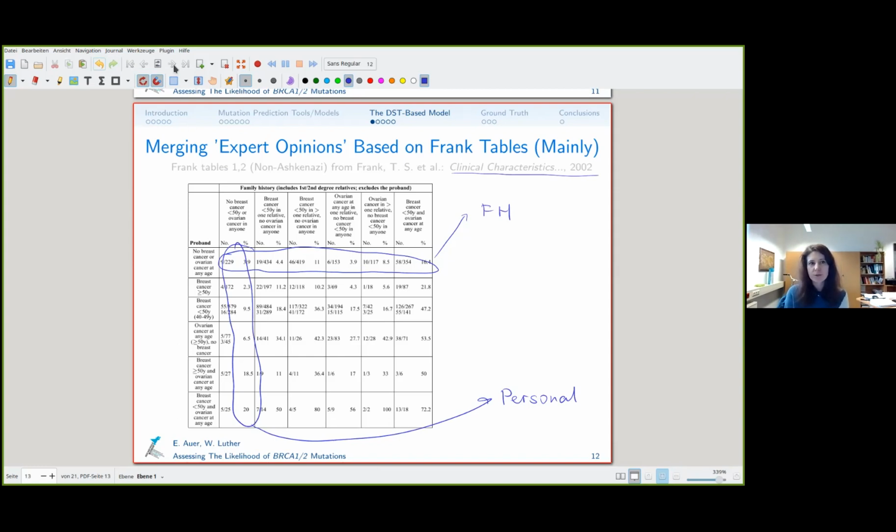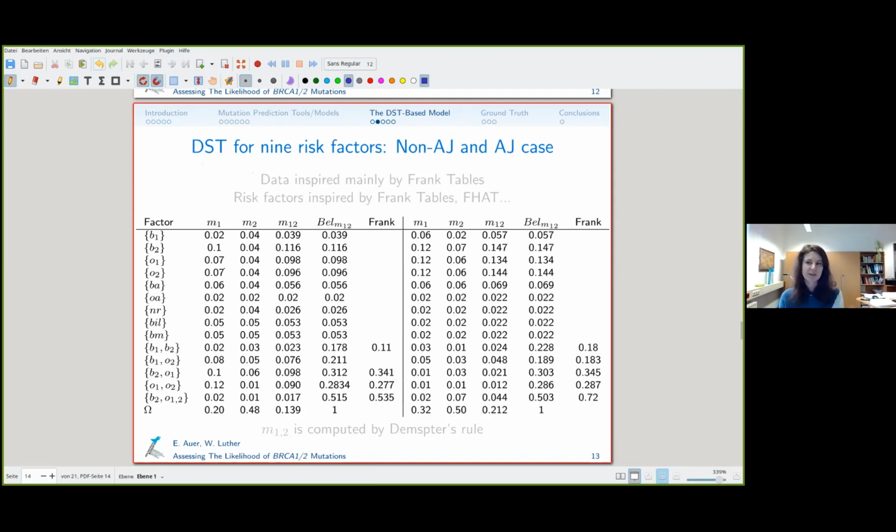Of course, first we need to define the criteria according to which we want to build our Dempster-Shafer model. Those criteria are written down here. This is first breast cancer over 50 years of age, breast cancer under 50 years of age, ovarian cancer at any age less than 50 years of age. Those are two additive factors for less than 40 years of age.